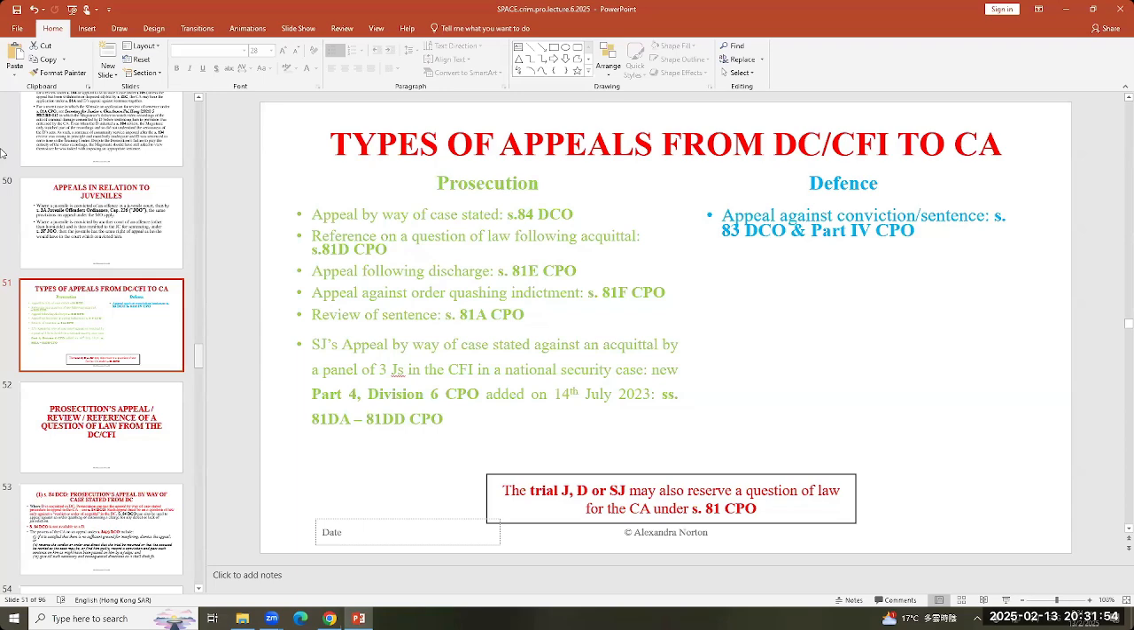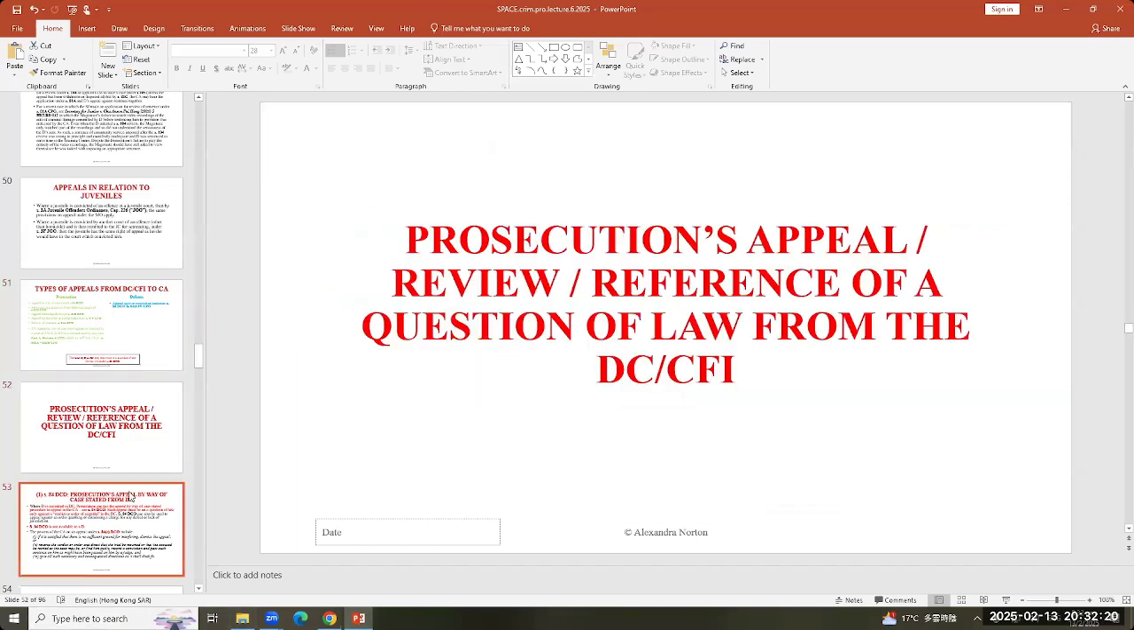Okay, let's talk about appeals from district court or CFI to the CA. Prosecution, we can see the options set out in the summary table here. Quite a lot of options for the prosecution, but the defense also has quite wide abilities to appeal against his conviction or sentence. So let's talk about each of the different options.